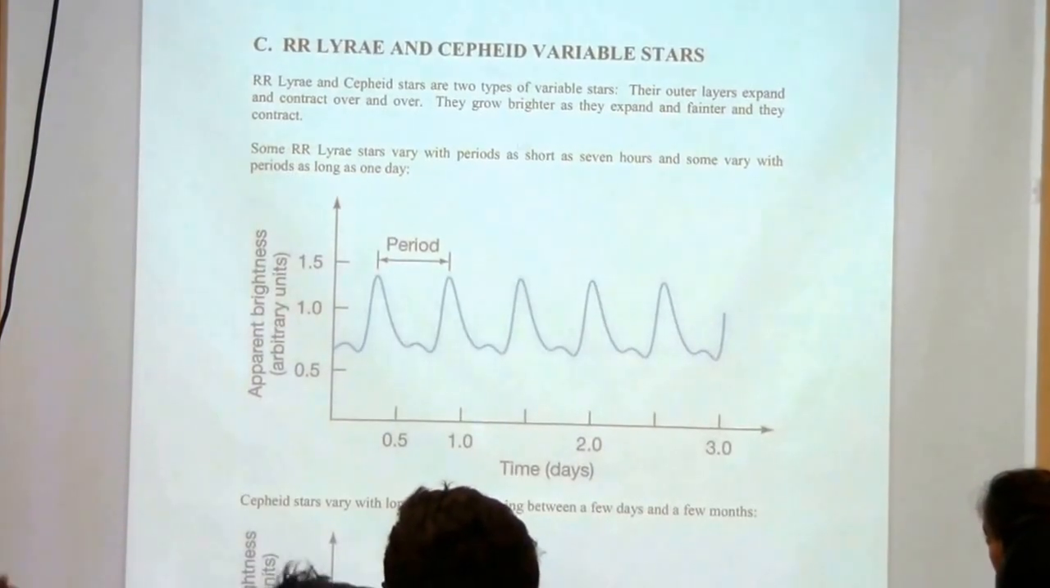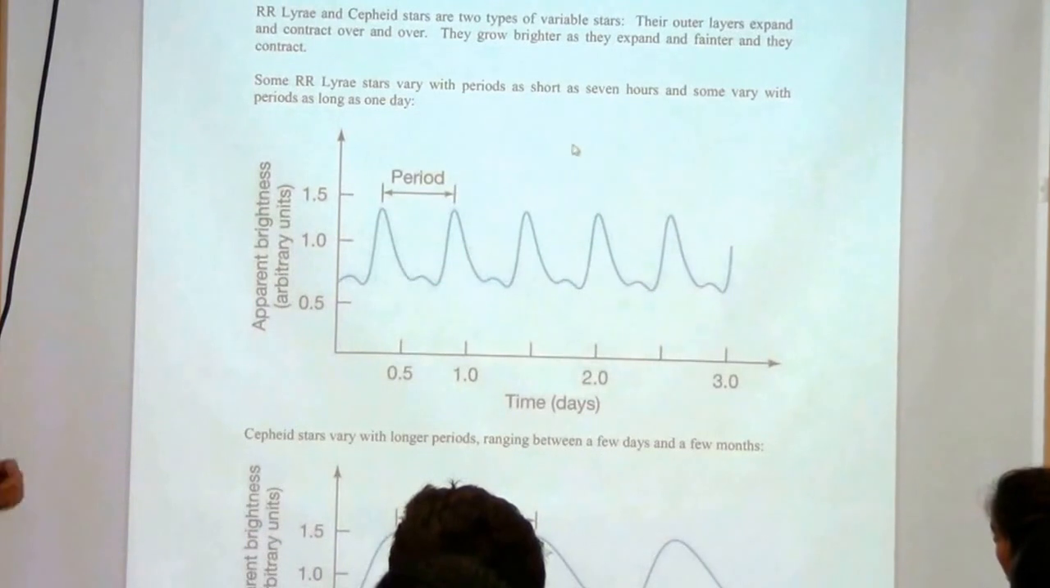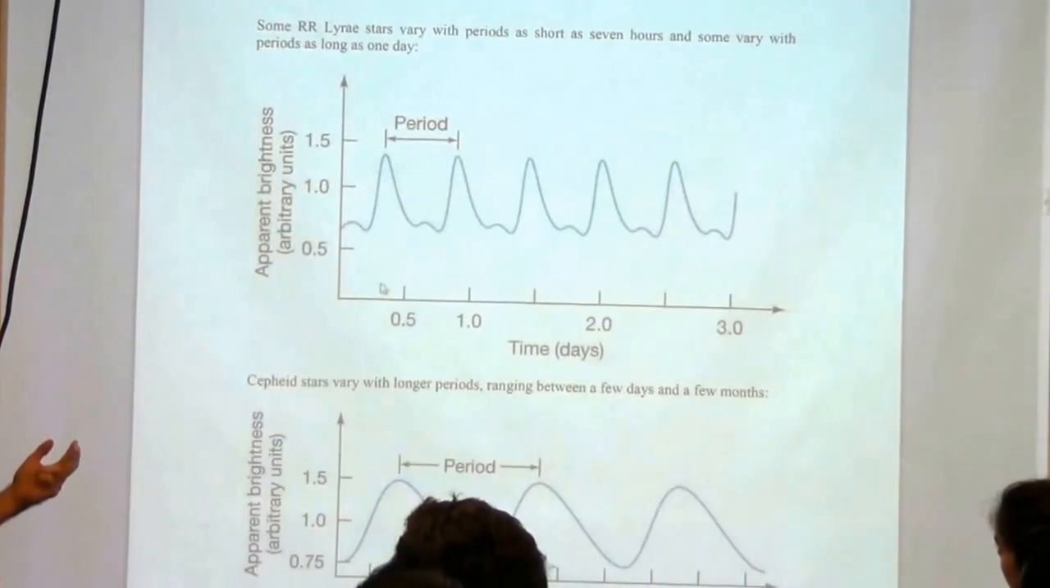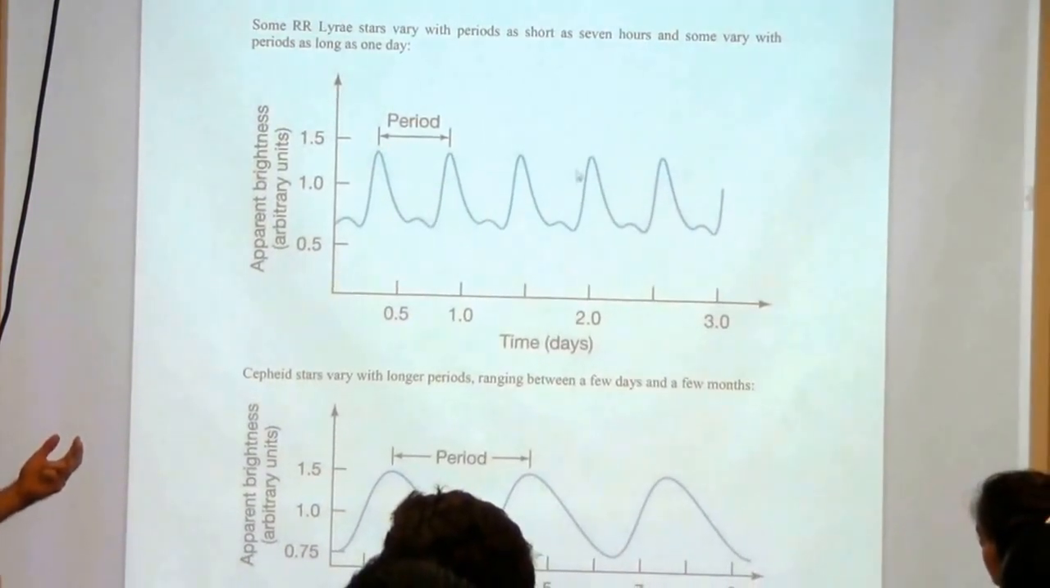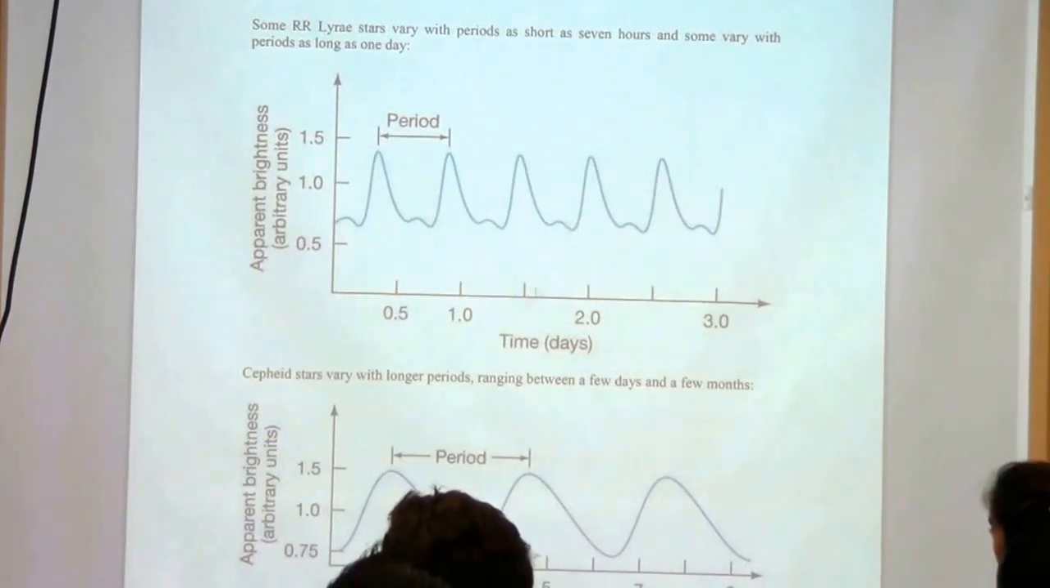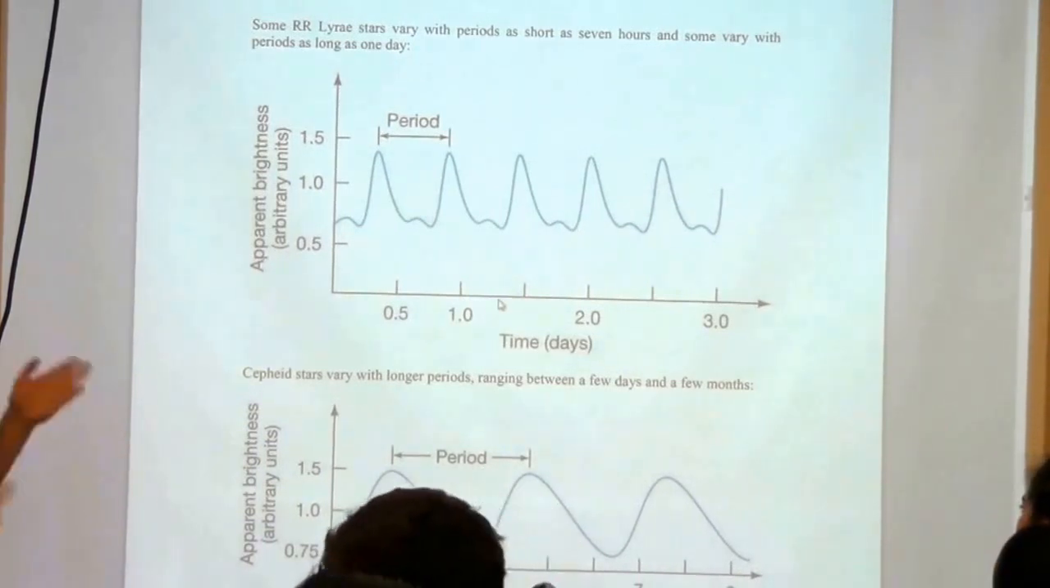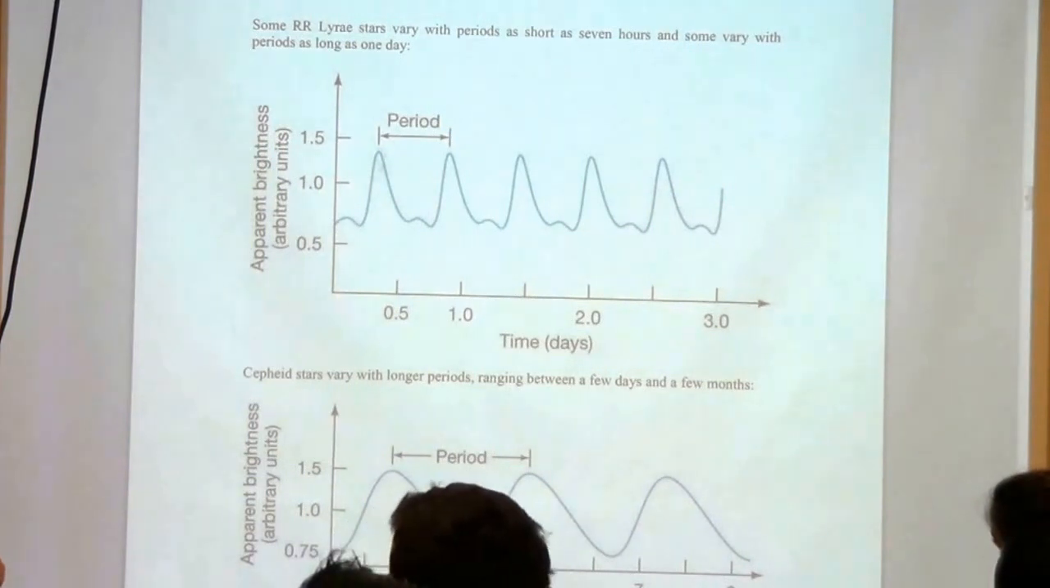So here we go. These are the types of variable stars, okay? So you have RR Lyraes and Cepheids. RR Lyraes are quicker, so they vary on a quicker time scale. They're usually like less than a day. They change their brightness, but it's very regular, right?